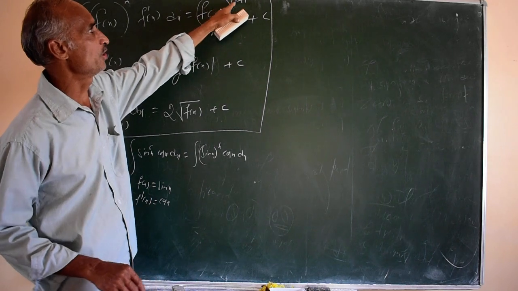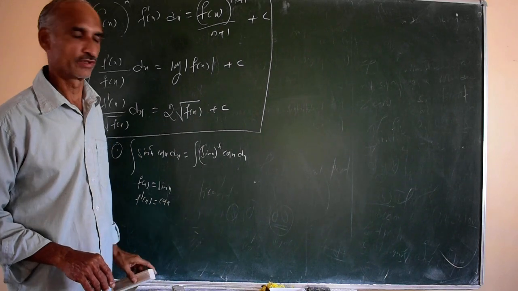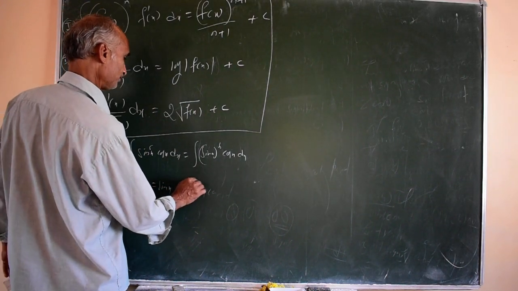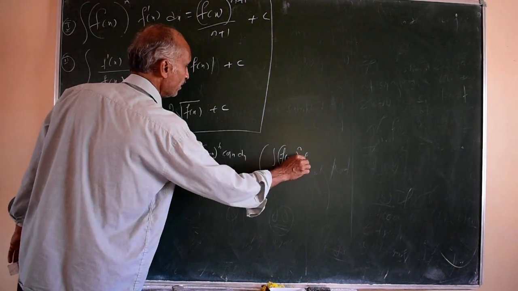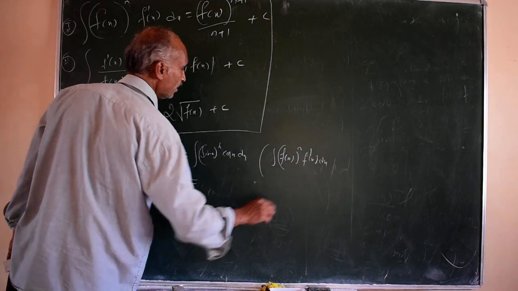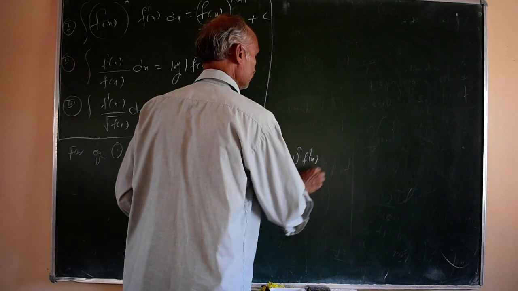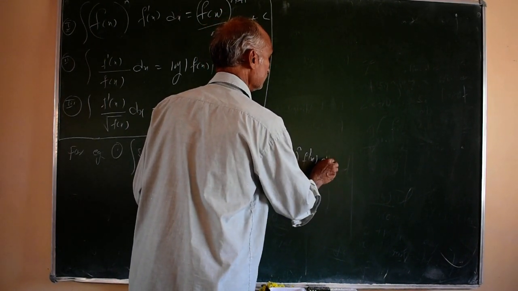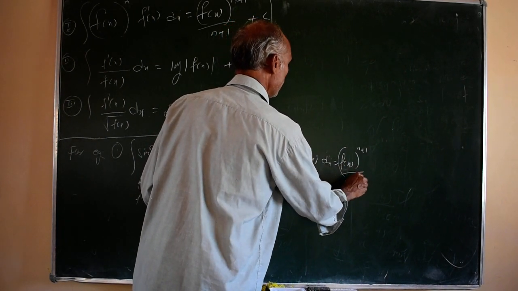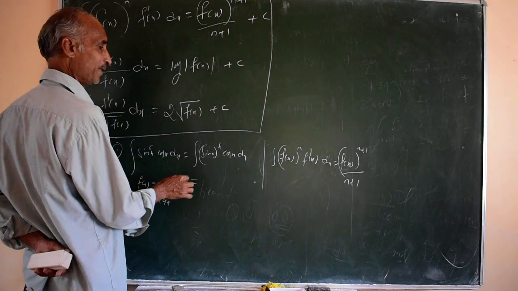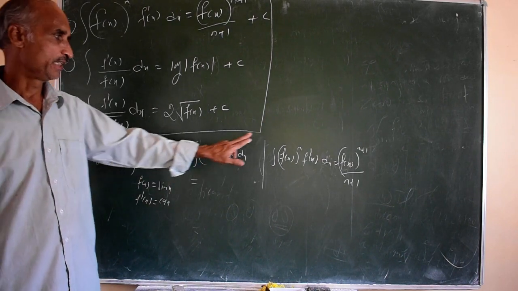The answer is f of x raised to n plus 1 upon n plus 1, where f of x is sin x: sin x raised to 6 plus 1 upon 6 plus 1. So simple. It is in the form of integration of f of x raised to n into f dash of x dx equals f of x whole raised to n plus 1 upon n plus 1. That formula is applicable here, since the given integrand is exactly in this form.